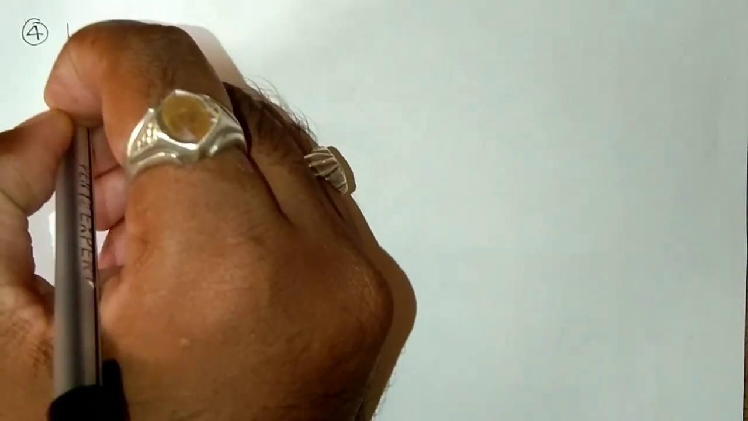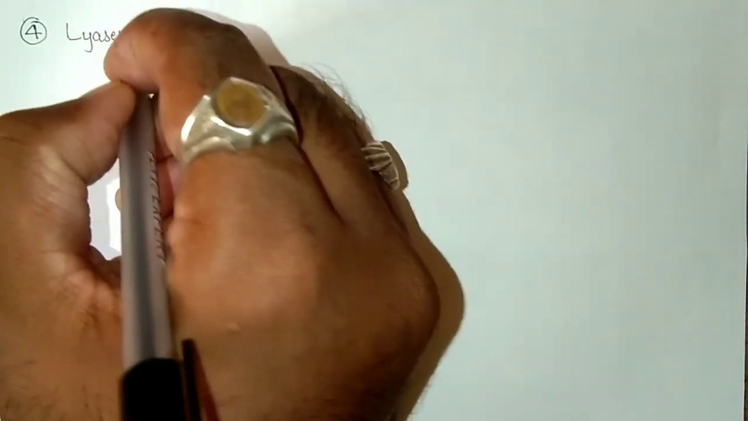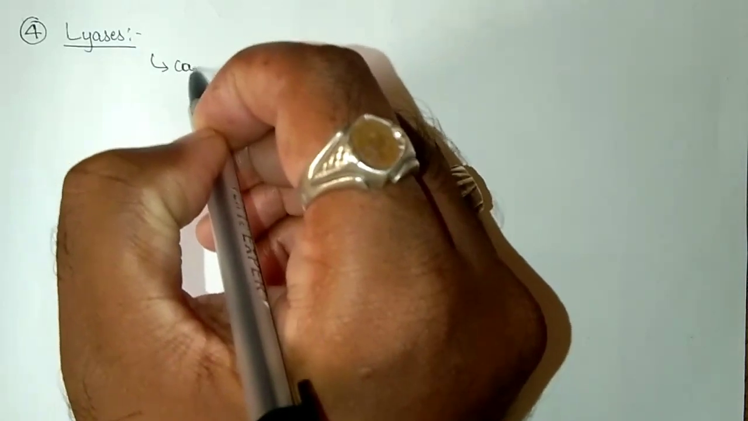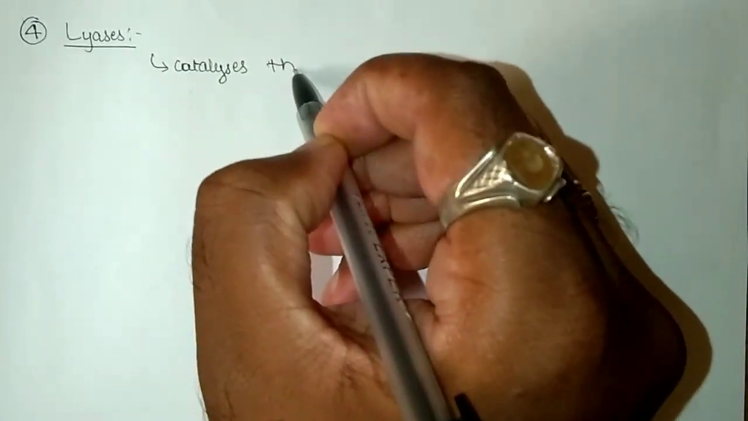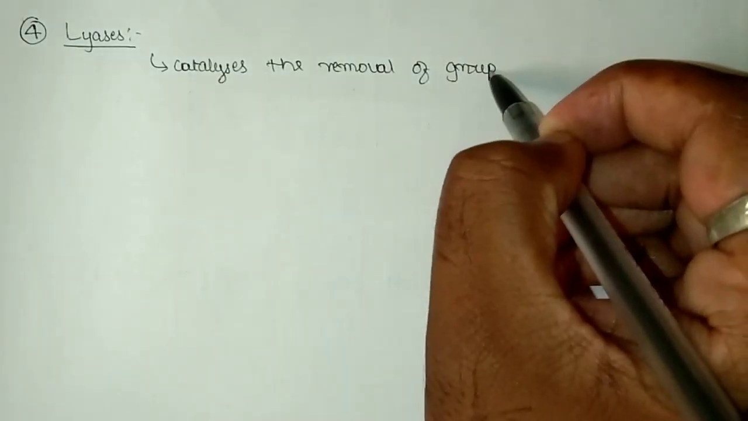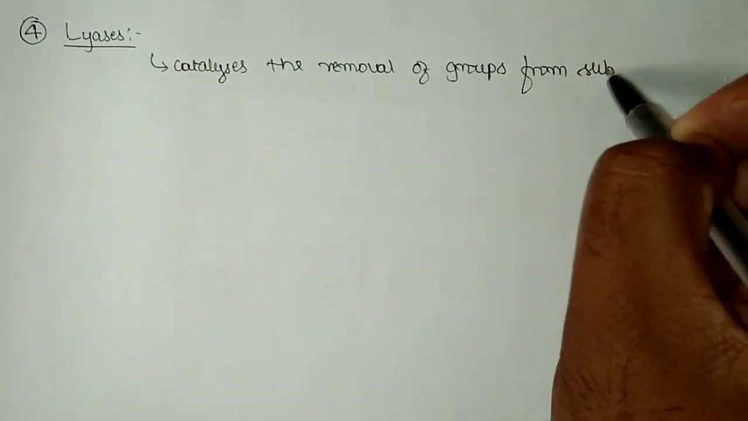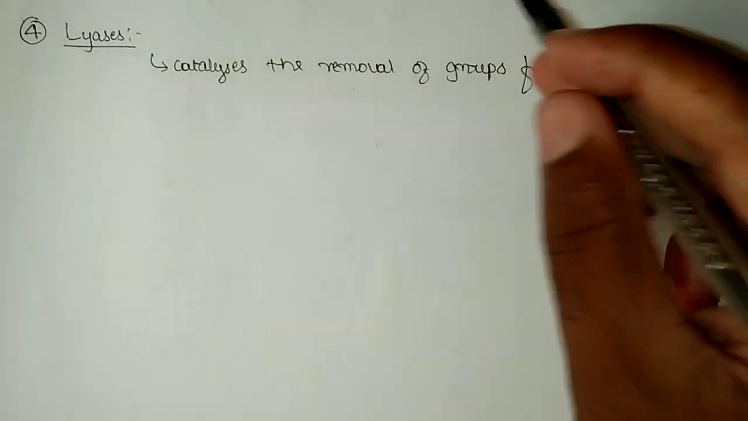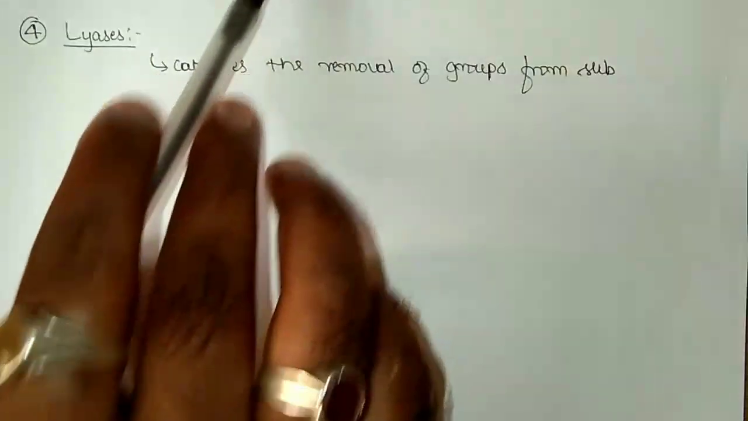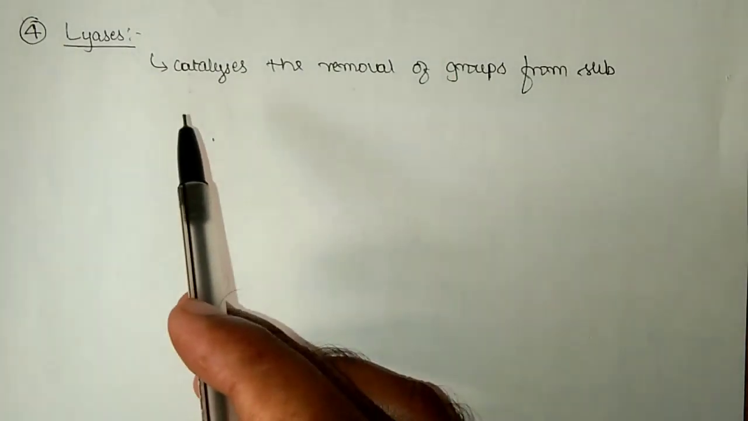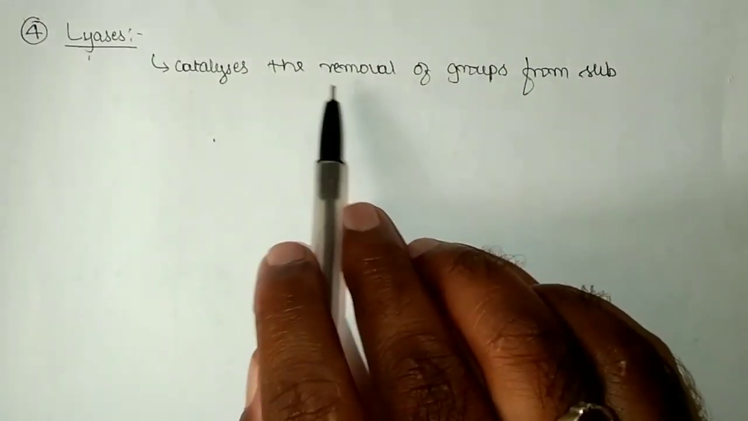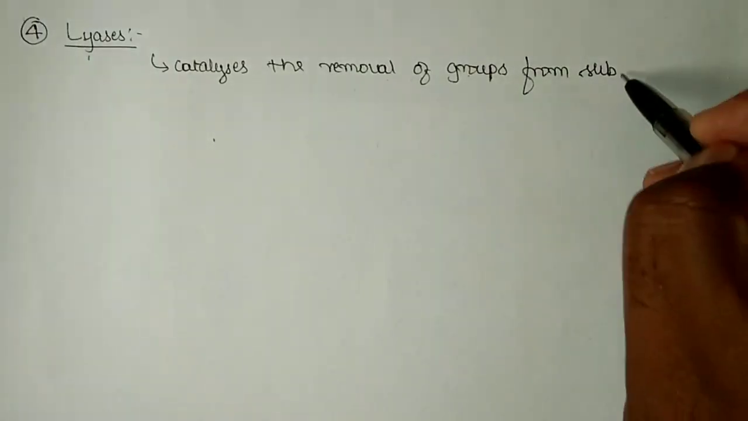The fourth category of enzymes are lyases. Lyases are the enzymes that catalyze the removal of groups from the substrate. You can observe in the previous case also we said the removal of groups happens, or the transfer of groups happens in the case of transferase enzymes. And in the previous case we did the breaking of bonds in a substrate molecule through hydrolysis. But in the case of lyases, these enzymes also catalyze the removal of groups from the substrate molecule.